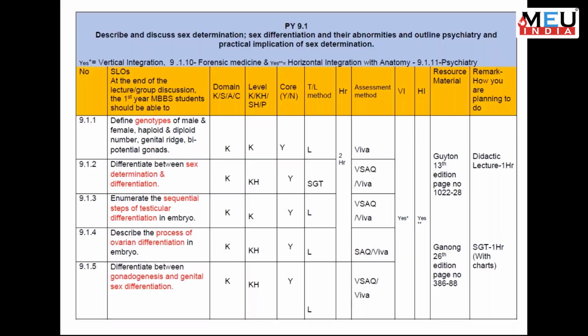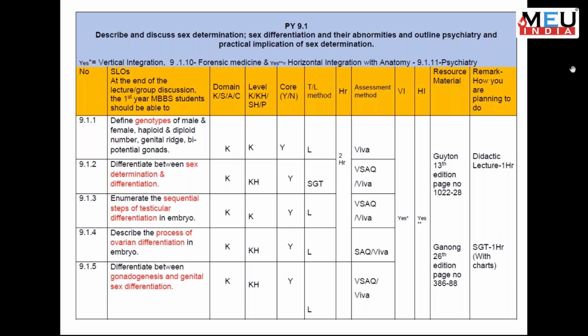So this is our first competency, 9.1, which is to describe and discuss sex determination, sex differentiation, their abnormalities, and psychiatric implication of this sex determination. These are our SLOs: domain, level, core, teaching learning method, hours, assessment method, integration, resource material, and how we plan to do it. If there are any suggestions, kindly WhatsApp on our WhatsApp CBME group as per Chinmay sir's suggestion.